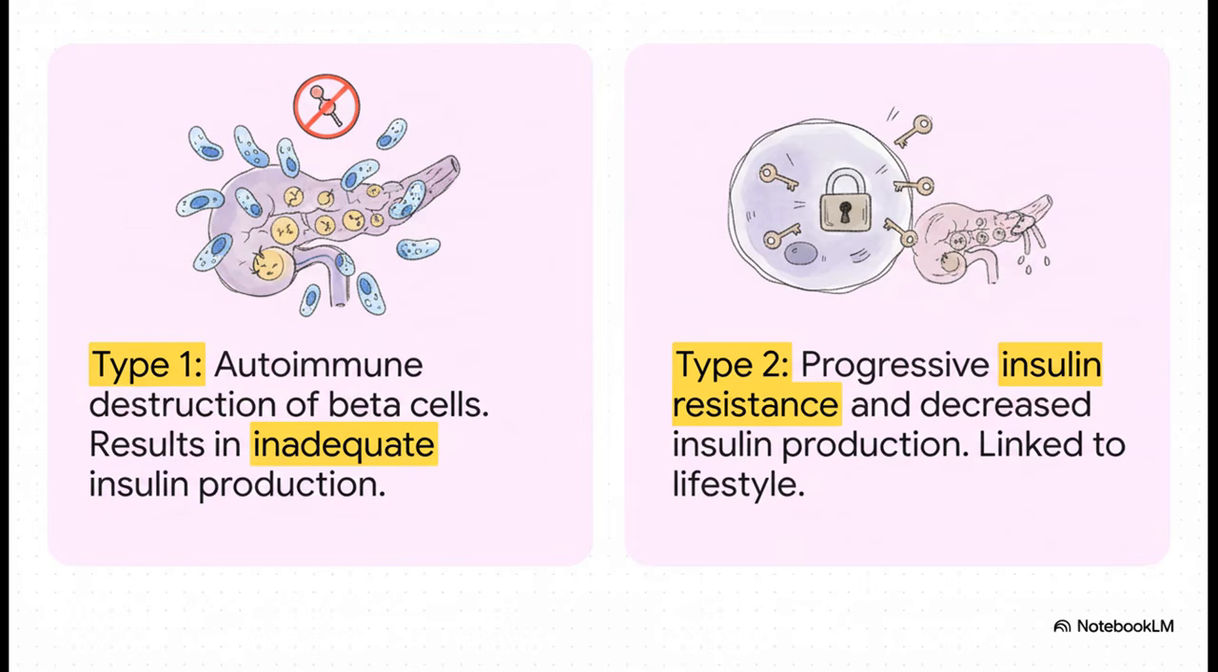Well, with type 1, think of it this way. Your body's own immune system has basically gone to war with the very cells that make insulin. It's an autoimmune attack. So you've got no key to unlock your cells for energy, period.